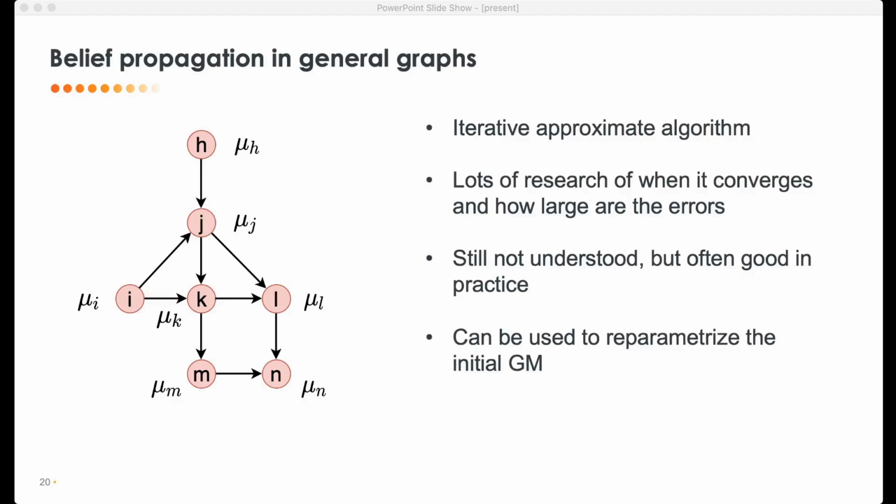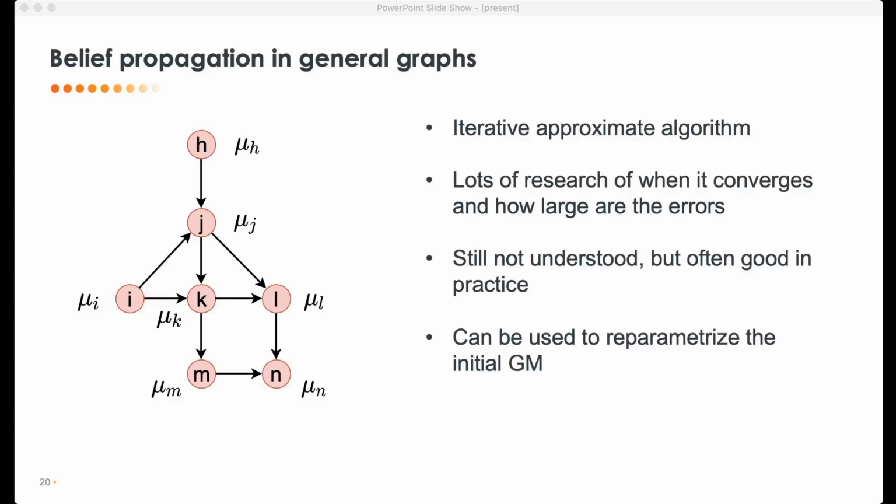Another approach is to take a graph and turn it into a tree with the help of tree decomposition, as we did before, and to run belief propagation over blocks. But then the cost of this belief propagation will equal the cost of variable elimination.